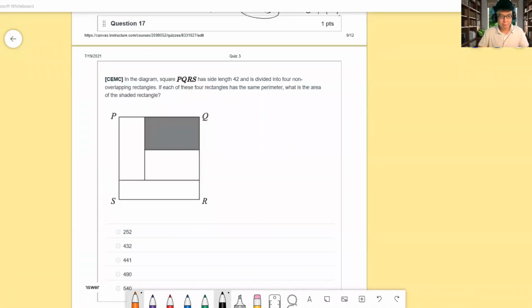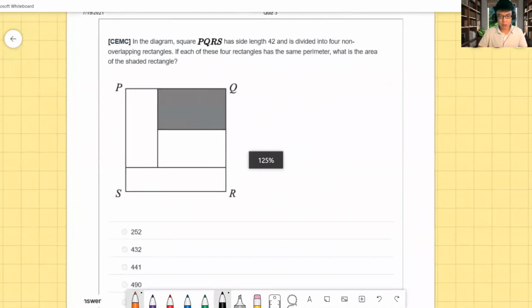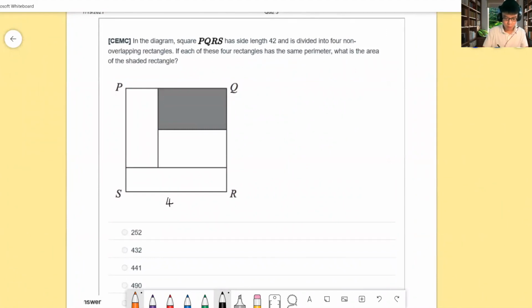Question 17. In this diagram, square PQRS has side length 42, and it's divided into 4 non-overlapping rectangles that have the same perimeter. What's the area of the shaded region? So let's mark this 1, 2, 3, 4. We have 4 rectangles. They have the same perimeter. Let's consider rectangle 1. The length is 42. That's clear. And let me denote the width to be x. We'd like to solve for x.